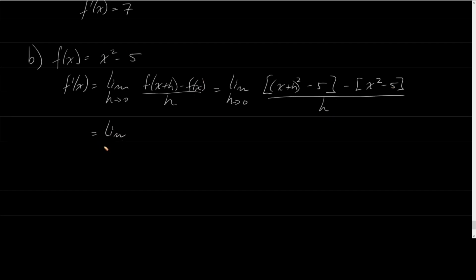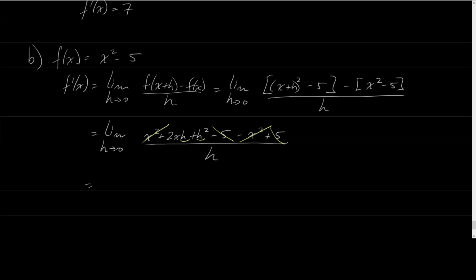At that point, that's the limit as h goes to 0 of expanding this x plus h quantity squared. Well, that's x squared plus 2xh plus h squared. We still have a minus 5. Distributing this negative, minus x squared plus 5, all of this over h. At that point, we see that x squared cancels out with a minus x squared. This negative 5 cancels out with this plus 5. On the numerator, everything that we have left still has an h.